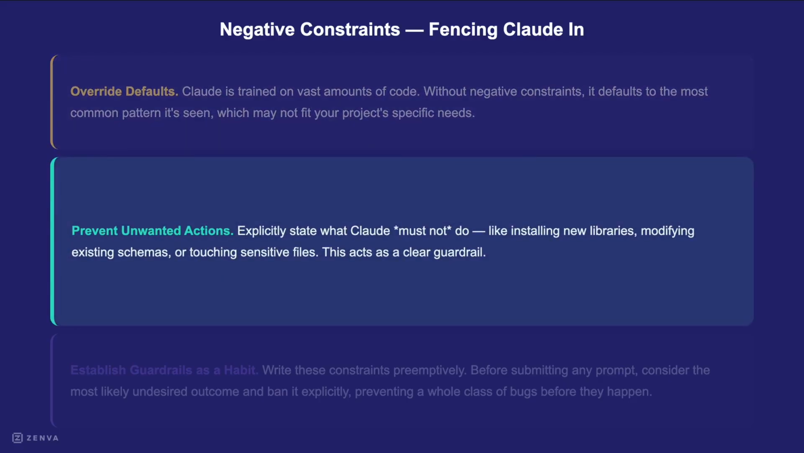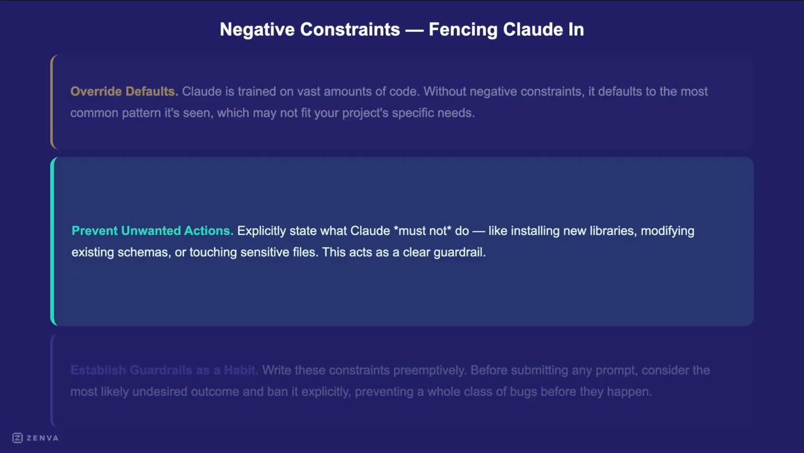To prevent these misalignments, you must explicitly state what Claude absolutely must not do. Think of actions like installing new libraries, modifying existing schemas, or touching sensitive files. These are perfect candidates for negative constraints.